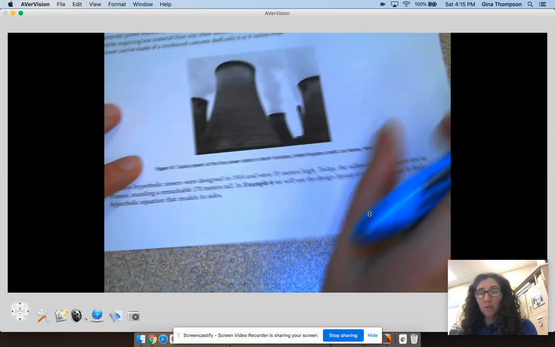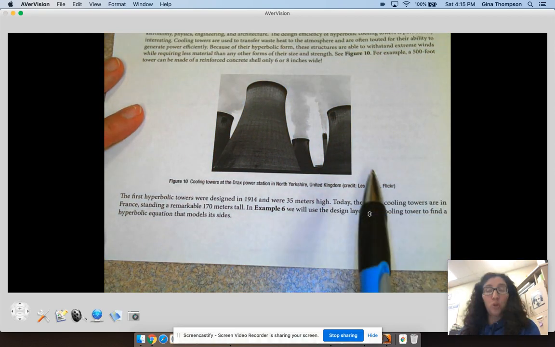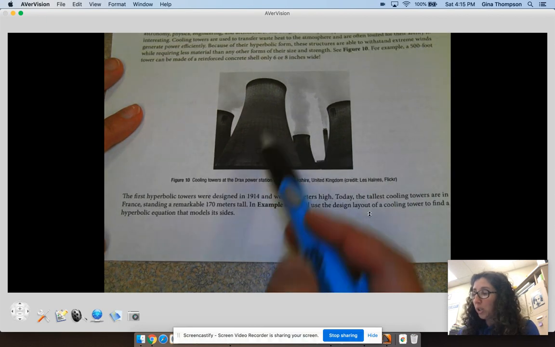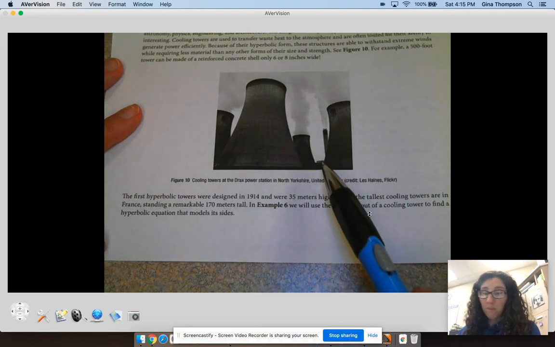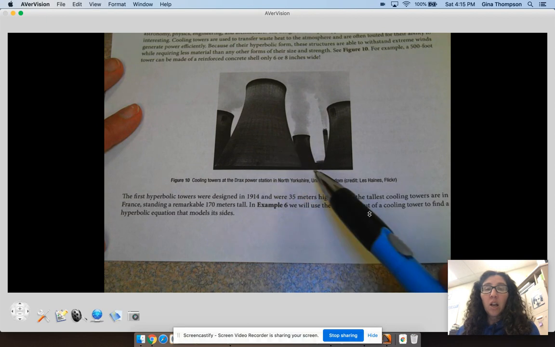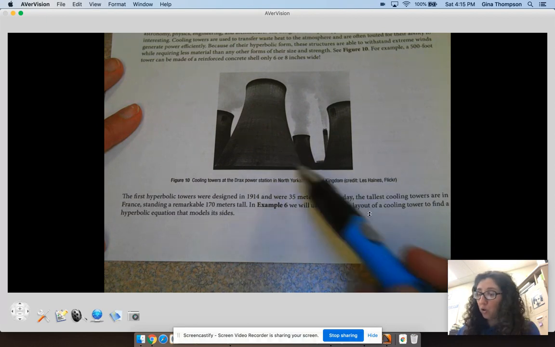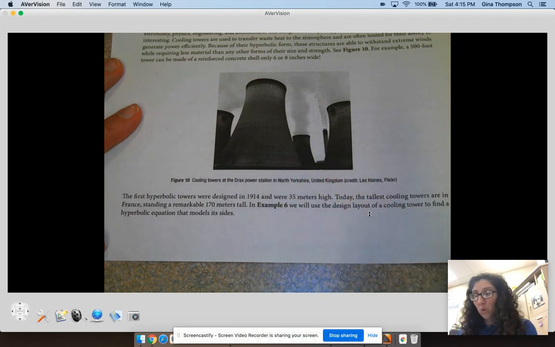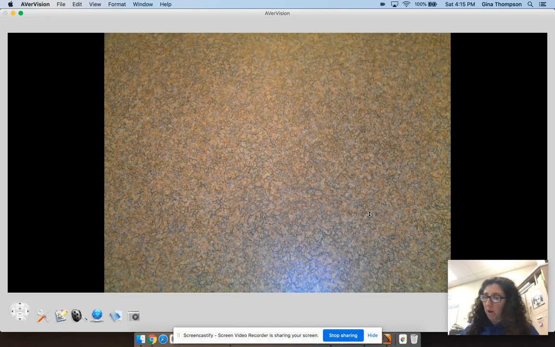All right, one application. I did not know this, but apparently an actual real-life application of these is cooling towers. They make the sides of the cooling towers hyperbolas. These are two sides of a hyperbola. Cool. So let's do one application problem like that.